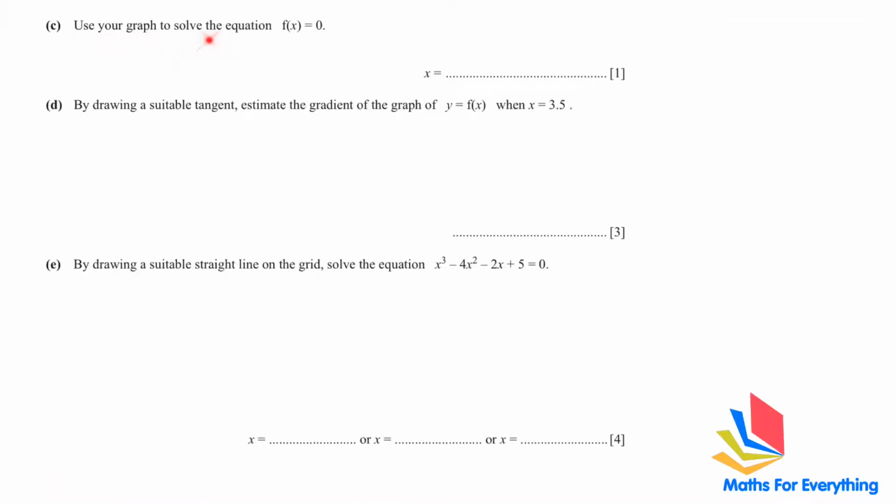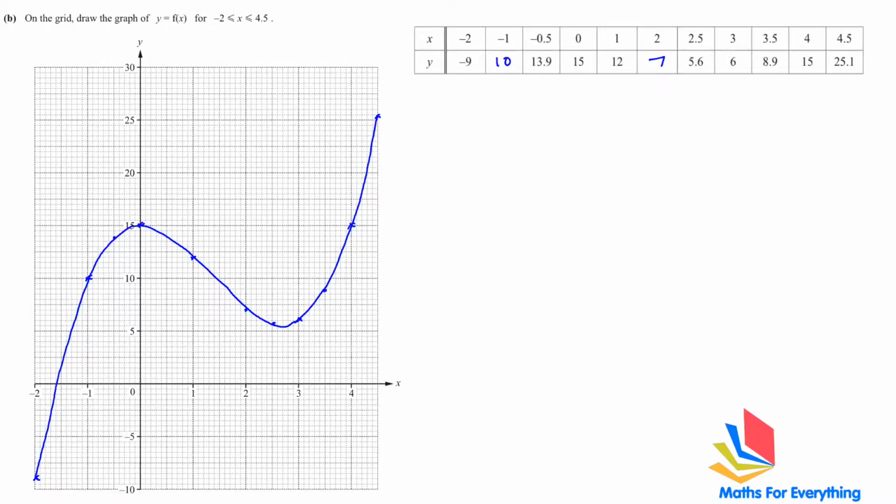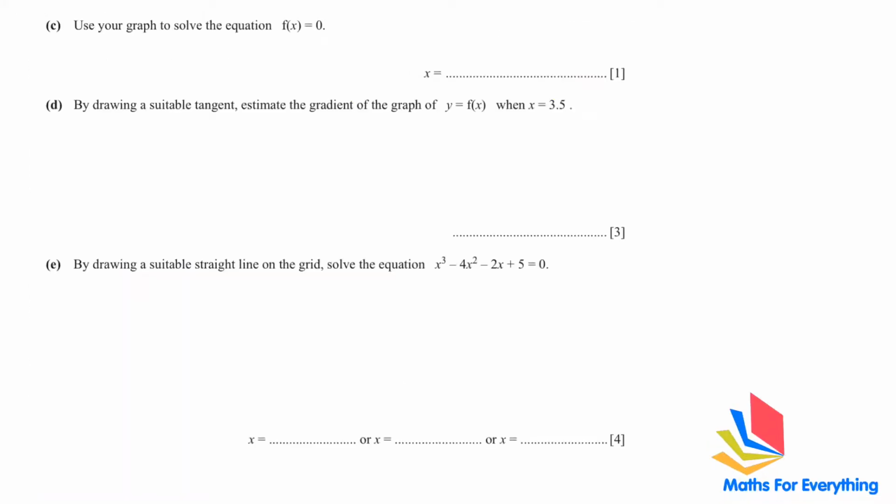Part C, use your graph to solve the equation f of x is equal to 0. f of x is equal to 0 means when y is 0. Where is y 0? Y is 0 on the x-axis. And we can see the x value is negative 1.6. We have been given a margin of negative 1.7 to negative 1.55.